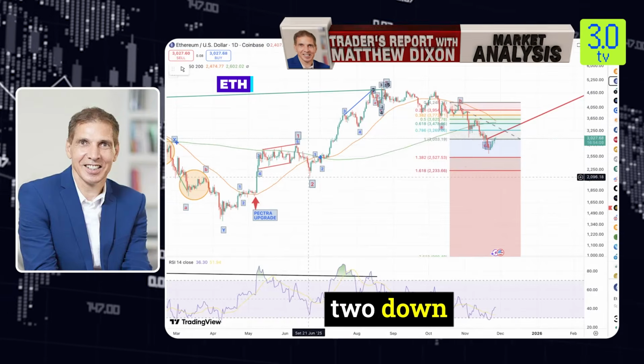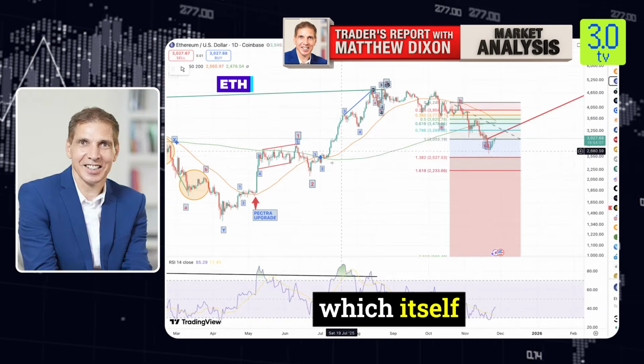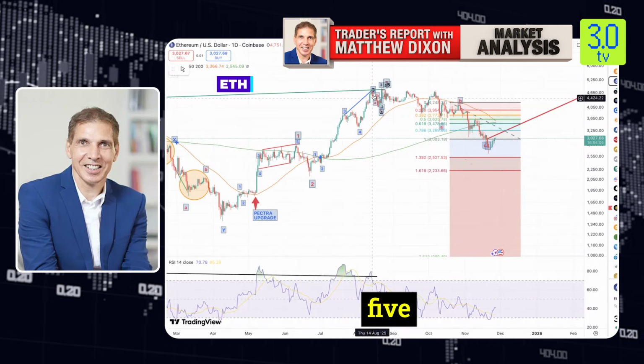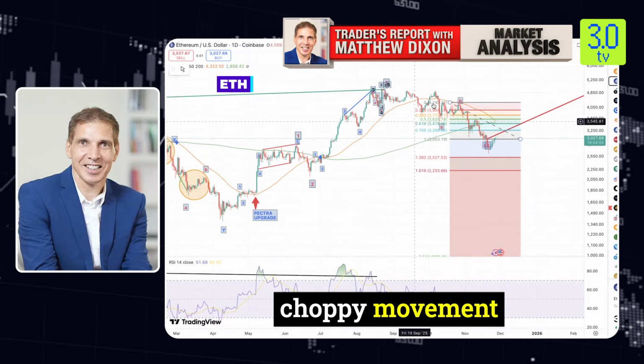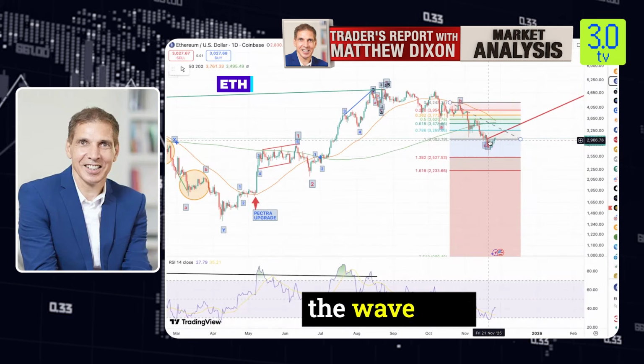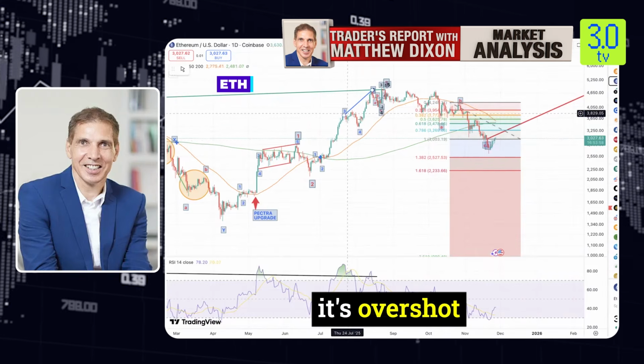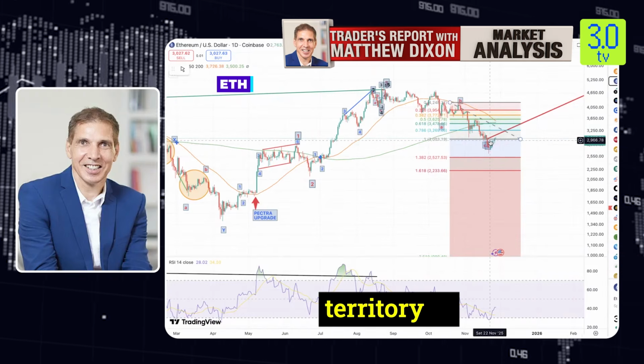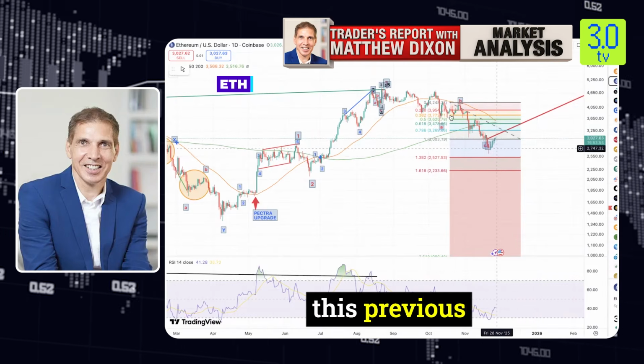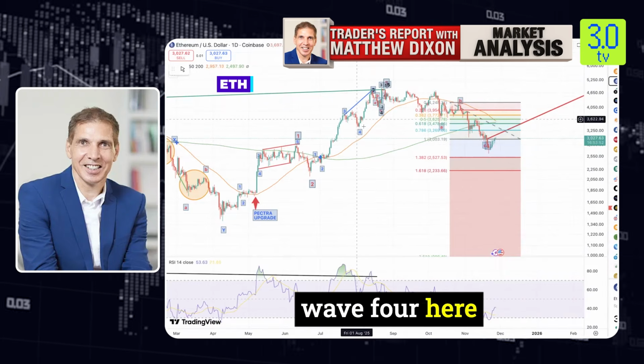Then we got a wave 2 down. I think we've had a wave 3 up, which itself clearly is broken into 1, 2, 3, 4, 5. And then this choppy movement down. Again, the wave 4 has overshot slightly, but roughly it's into the territory of this previous wave 4 of lesser degree.